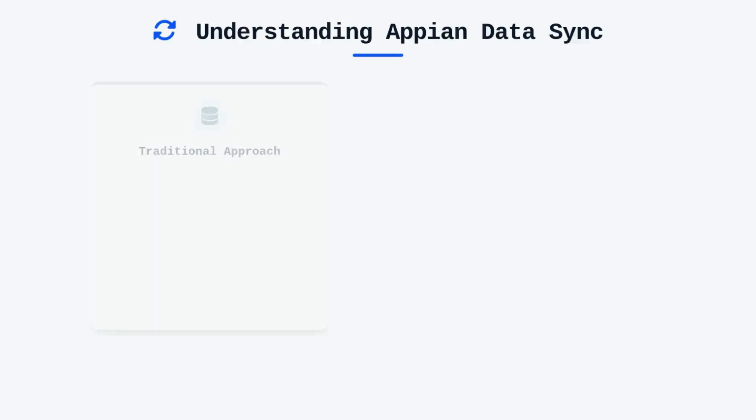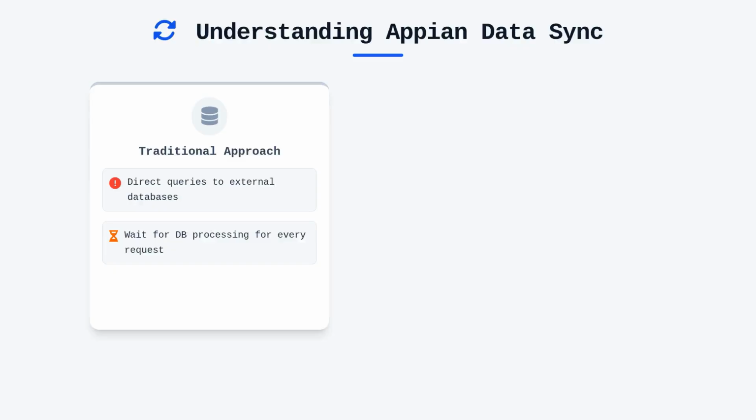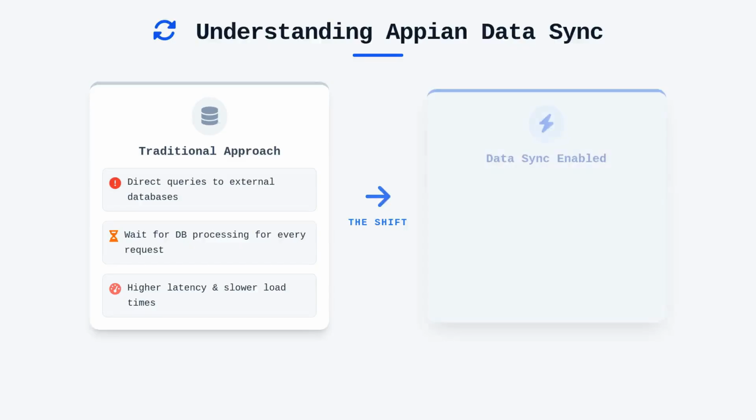Historically, Appian relied on direct queries to external databases, which meant every interface request had to wait for the database layer to process that request before displaying information to the user. By enabling data sync on a record type, you allow Appian to maintain a local, high-performance cache of that data within the Appian data fabric.